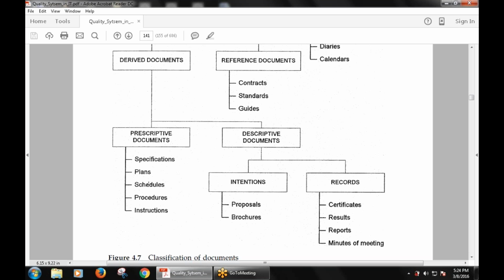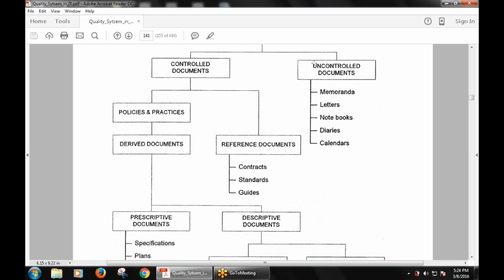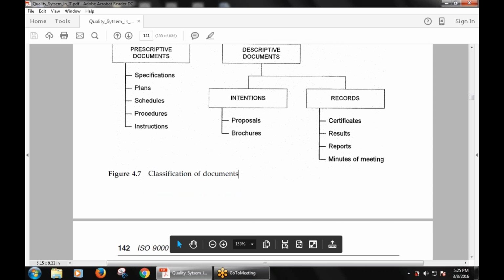So these are the subcategories of the controlled document. And there is also an uncontrolled document category, which includes memoranda, letters, notebooks, diaries, and calendars. This is the classification of the documents that is available.